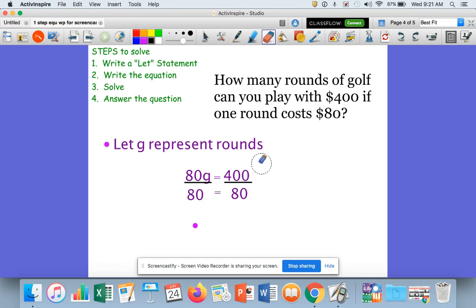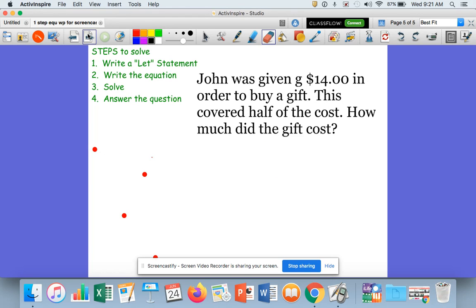I know that when I have a number and a variable together, that means multiply. The opposite of multiplying is dividing. So then my answer is G is 5. So when I answer the question, you can play 5 rounds of golf with $400. Last example. John was given $14 in order to buy a gift. This covered half of the gift. How much did the gift cost?